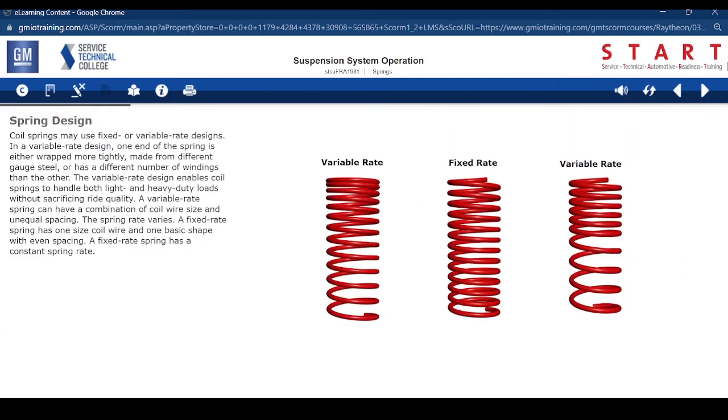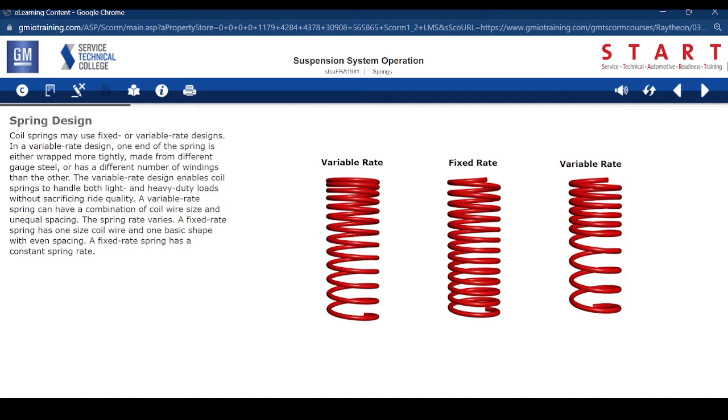Coil springs may use fixed or variable rate designs. In a variable rate design, one end of the spring is either wrapped more tightly, made from different gauge steel, or has a different number of windings than the other. The variable rate design enables coil springs to handle both light and heavy duty loads without sacrificing ride quality.